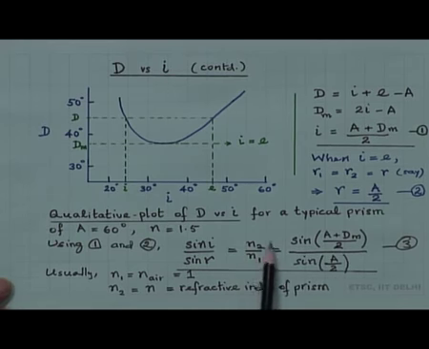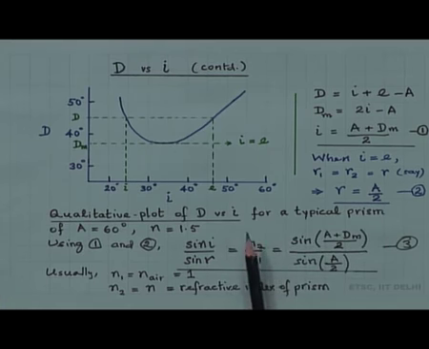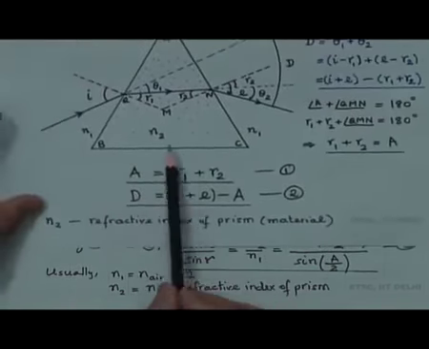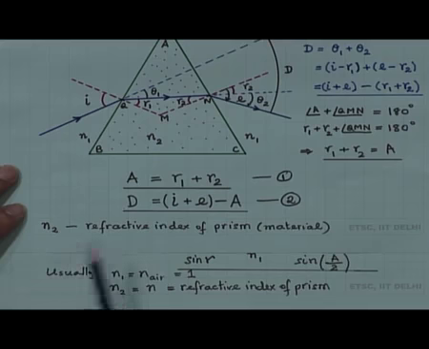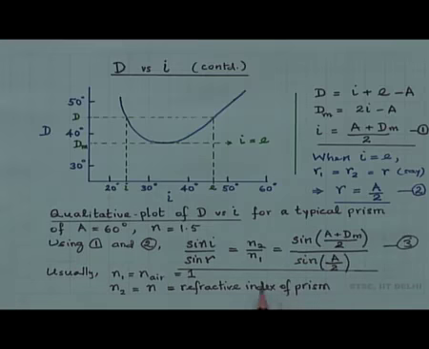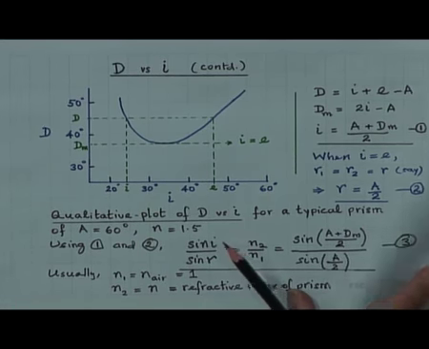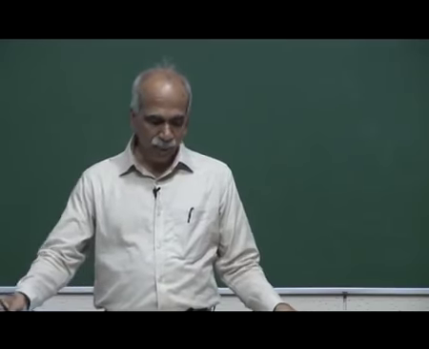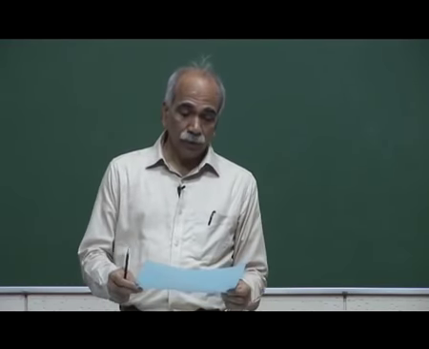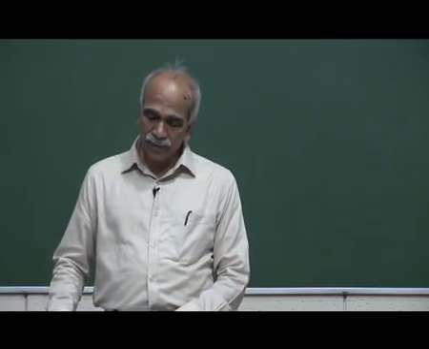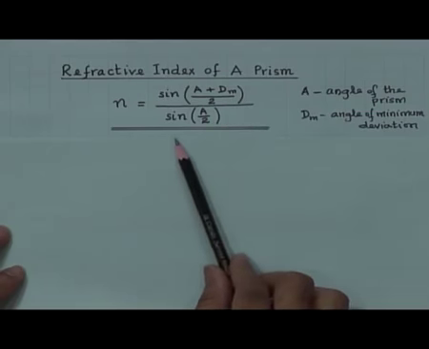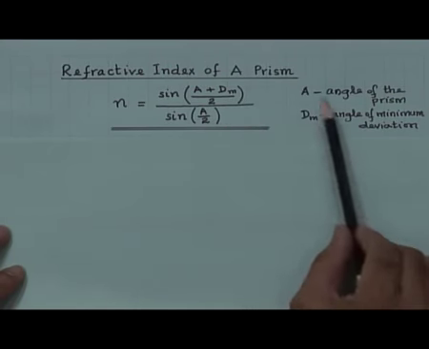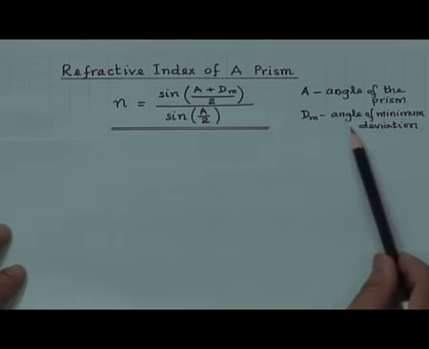Usually, N2 is the refractive index of the prism, and N1 is the outside medium, which is usually air, and therefore N1 is equal to 1 and N2 is equal to n, where n is the refractive index of the medium. Therefore, we get the formula for the refractive index of a prism as n is equal to sin of (A plus dm) by 2, divided by sin A by 2, where A is the angle of the prism and dm is the angle of minimum deviation.